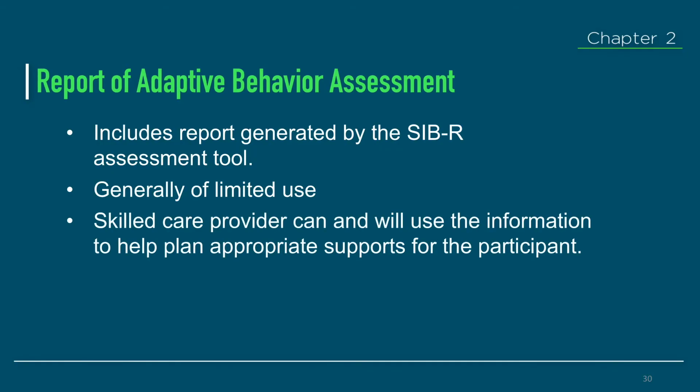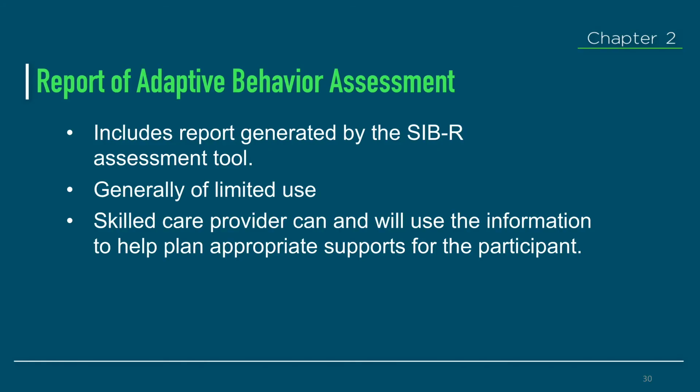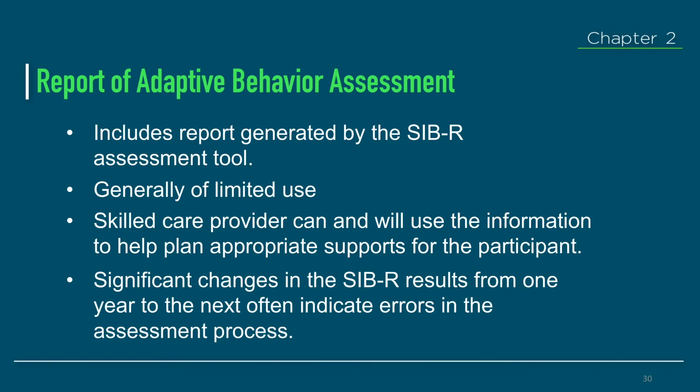However, skilled care providers will use the report and the SIBR more broadly to help plan appropriate supports and programs for the participant. What's important to review in each assessment is whether there are significant changes in the SIBR. If a SIBR sees a significant change from one year to the next or even over a 2-year period, you need to more closely evaluate whether there are errors in the assessment process. It's not that SIBR results don't change, it's that they tend to change slowly, and they tend to change when somebody's running a really good program, frankly. So if you see large changes in SIBR scores, evaluate more closely for whether errors were made.